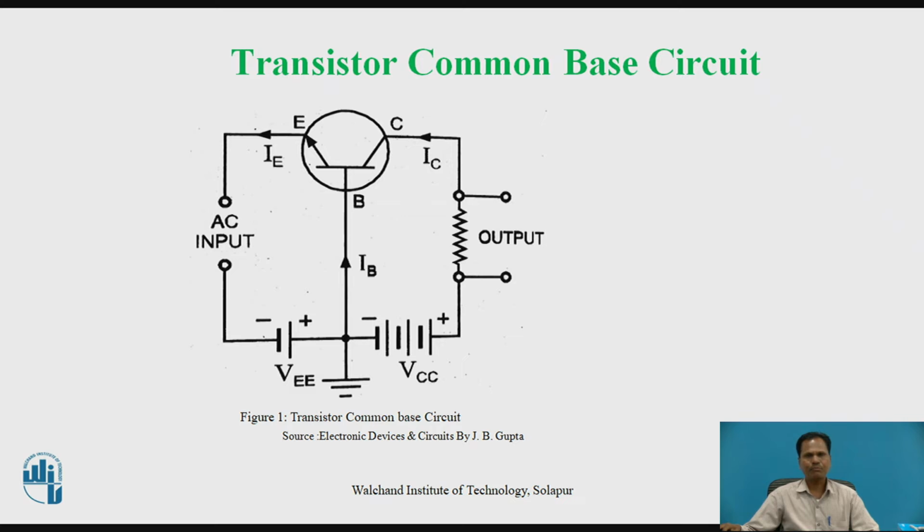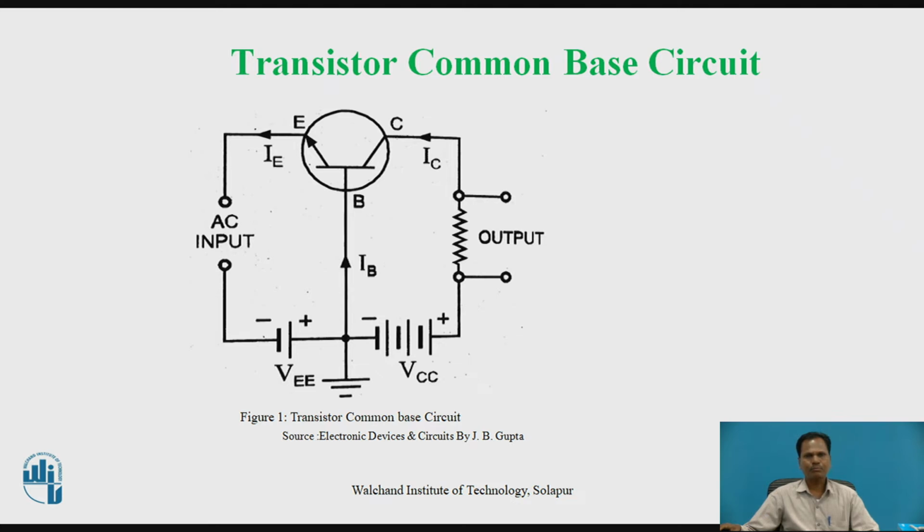In this way, the input is applied to the emitter with respect to base and the output is taken from the collector with respect to base. So the base terminal is common to both the input and the output side of the transistor amplifier connected in common base circuit configuration. That's why this circuit configuration is called a common base circuit configuration. Now let us go for the characteristics of a transistor connected in common base circuit configuration.